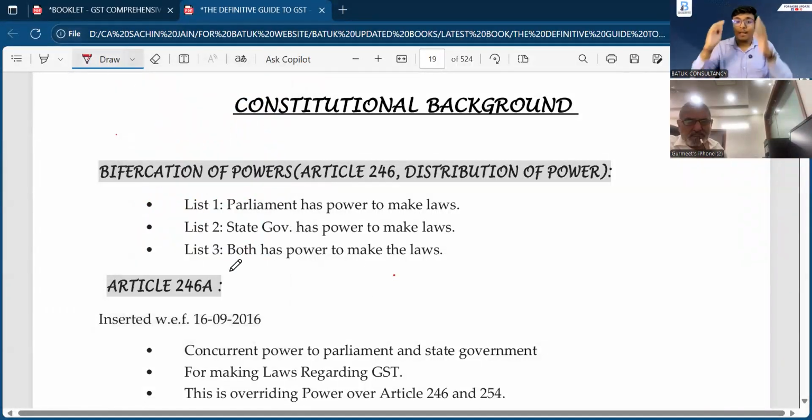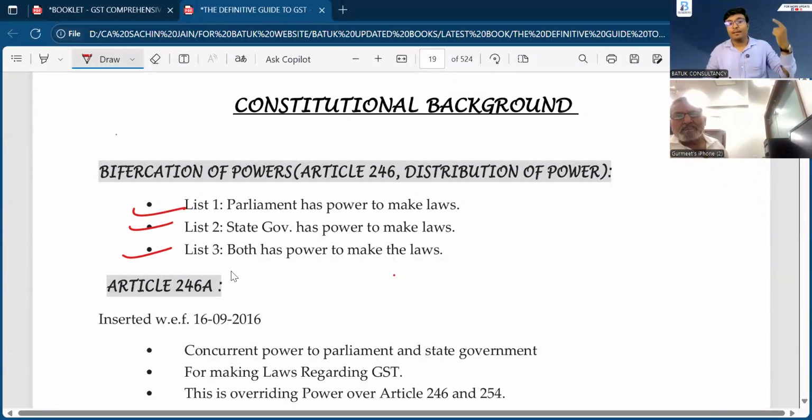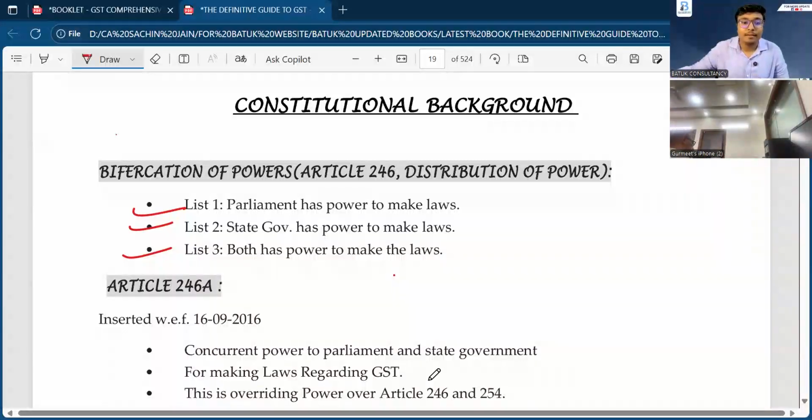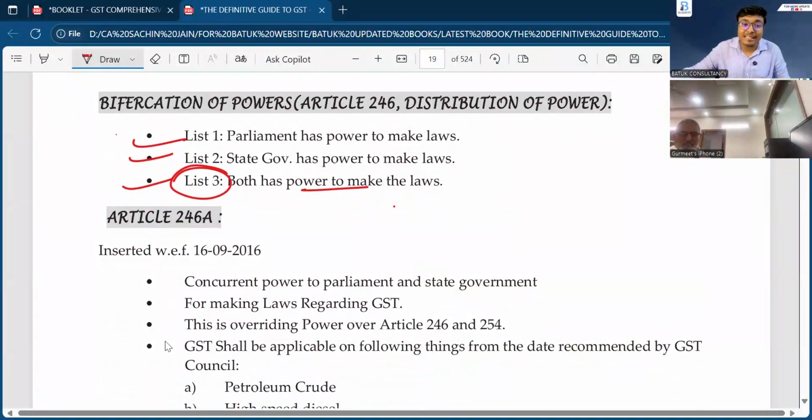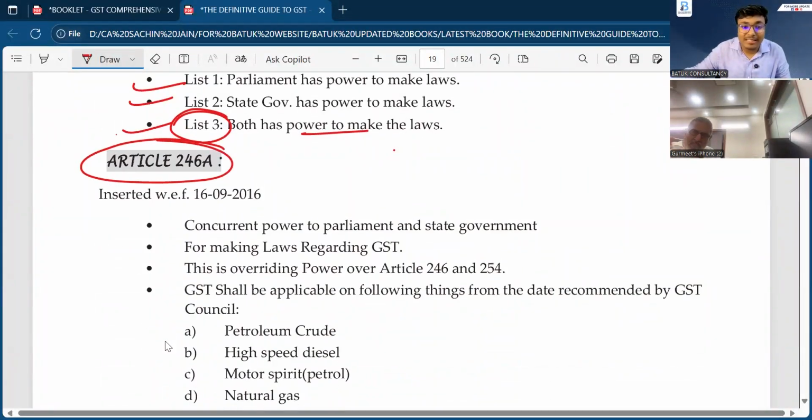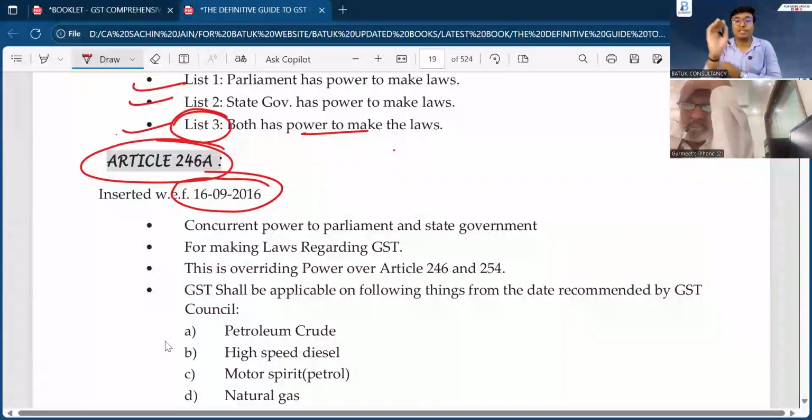Okay. So bifurcation of powers. List 1, list 2, list 3. In list 1, Parliament has power to make the laws. List 2, state government has power to make the laws, and list 3, both have power to make the laws. Okay. Now, article 246A, which has been inserted on 16th of September 2016. Okay. And I request, if you have received the books, then please open the book.